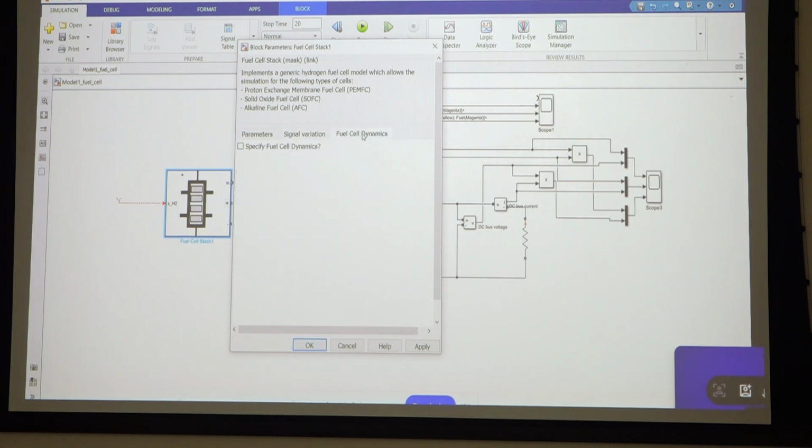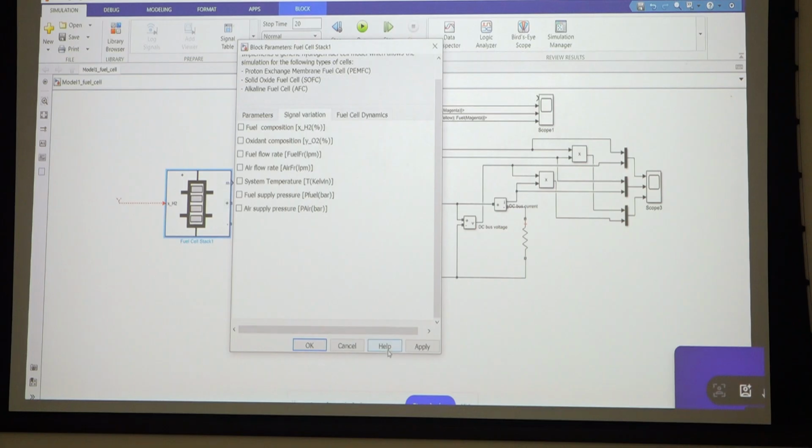After then, this is the fuel cell dynamics. If you want the fuel cell dynamics, actually this is the time. The time, as I said, is a first order time delay, and you can define this time from here. So these are the parameter inputs. I'm going through a little bit quicker with this help.